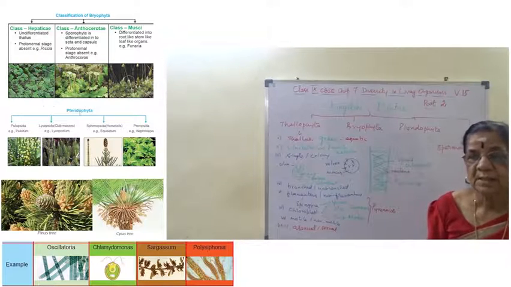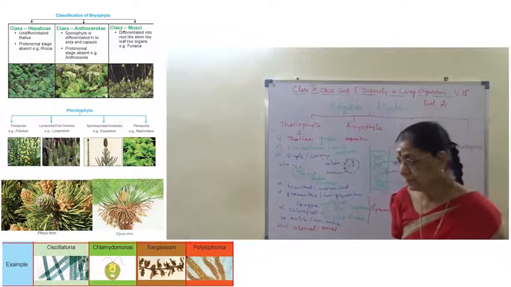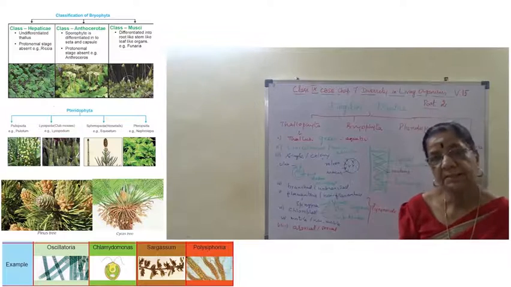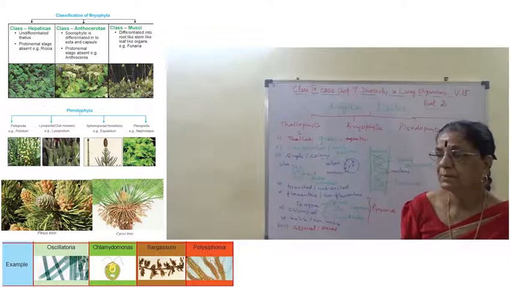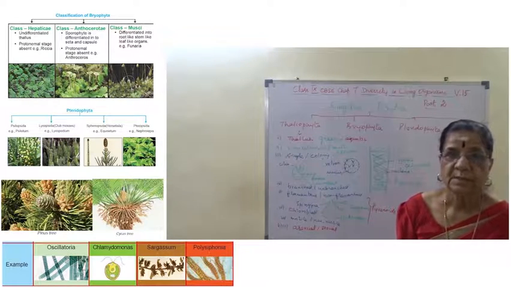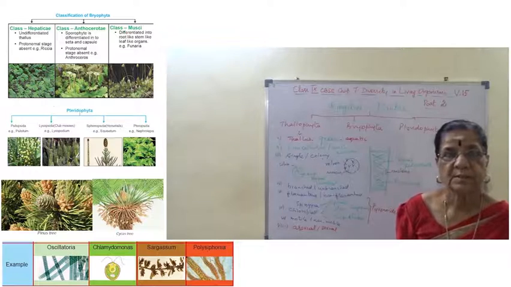What does amphibious mean? They live in water and then on land. Yes, amphibious mode of life. I hope you could recollect this.